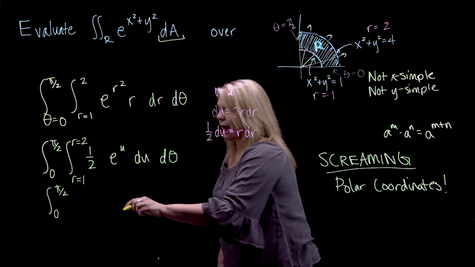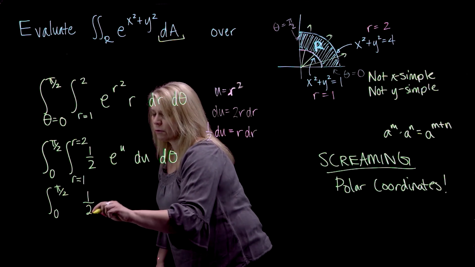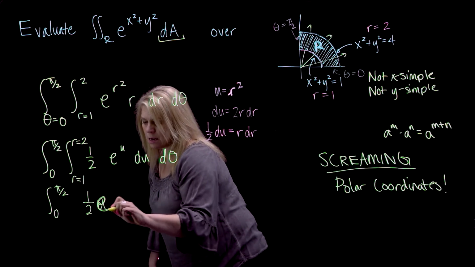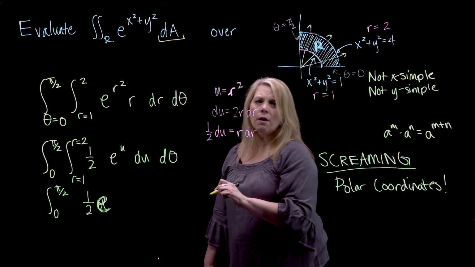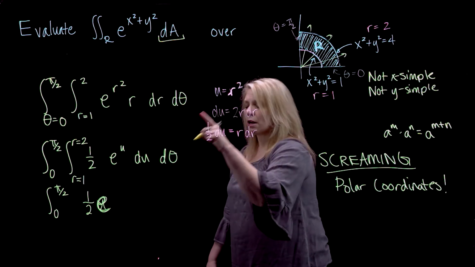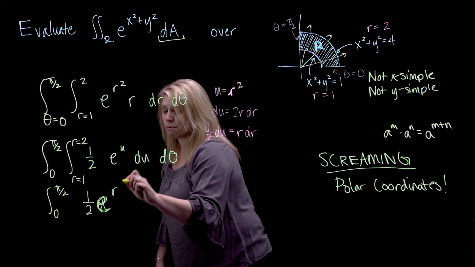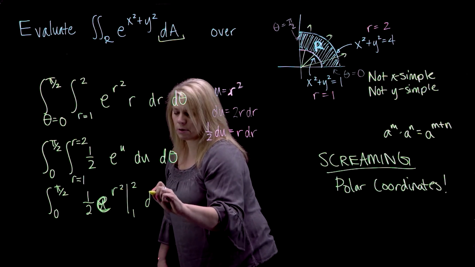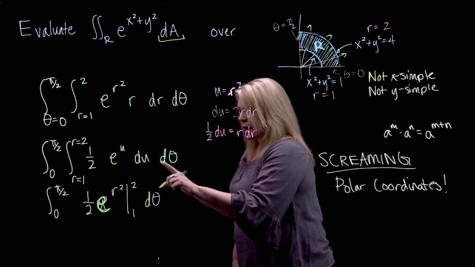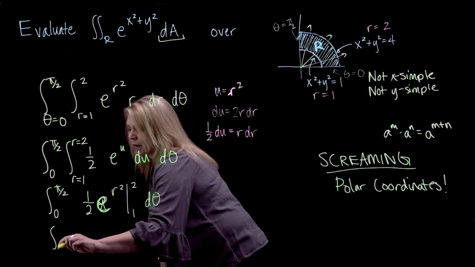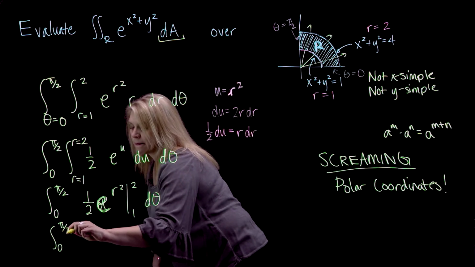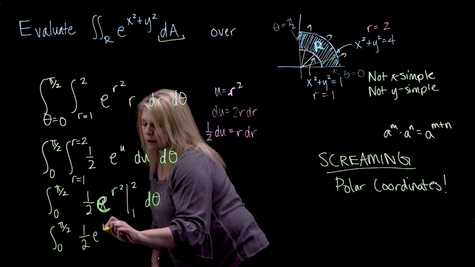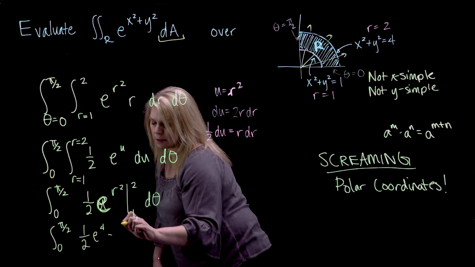Okay, so here I'll have 1/2 e to the u for my 1/2 e to the u. So I have e to the u. I'm going to go ahead and back substitute for my u is r squared, and that will go from 1 to 2. I'm going to go ahead and put these numbers in. So I'll have 1/2 e to the 4th minus 1/2 e to the 1st.